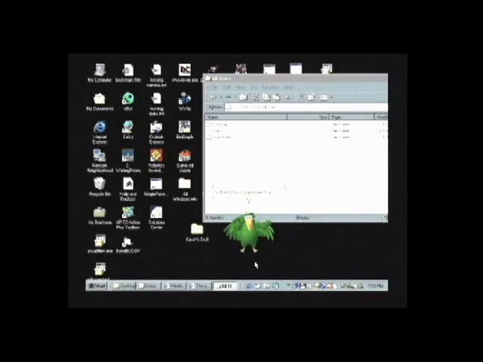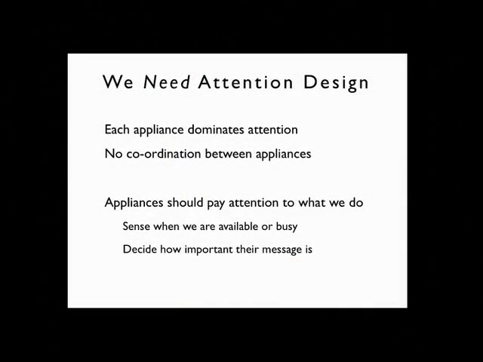So inattentive agents can be a real pain. And what I would like to suggest is that we need to actually start paying attention in design to attention itself. Each appliance today still dominates attention as if it were your personal computer, as if it were the only thing you had. And there's very poor coordination or no coordination whatsoever between appliances. So if you're in a conversation, your cell phone will ring happily, not knowing you're in a conversation, and your emails will keep popping up. So the way to fix this is by having appliances pay attention to what we do and sense when we're available and when we're busy and decide how important their message really is.